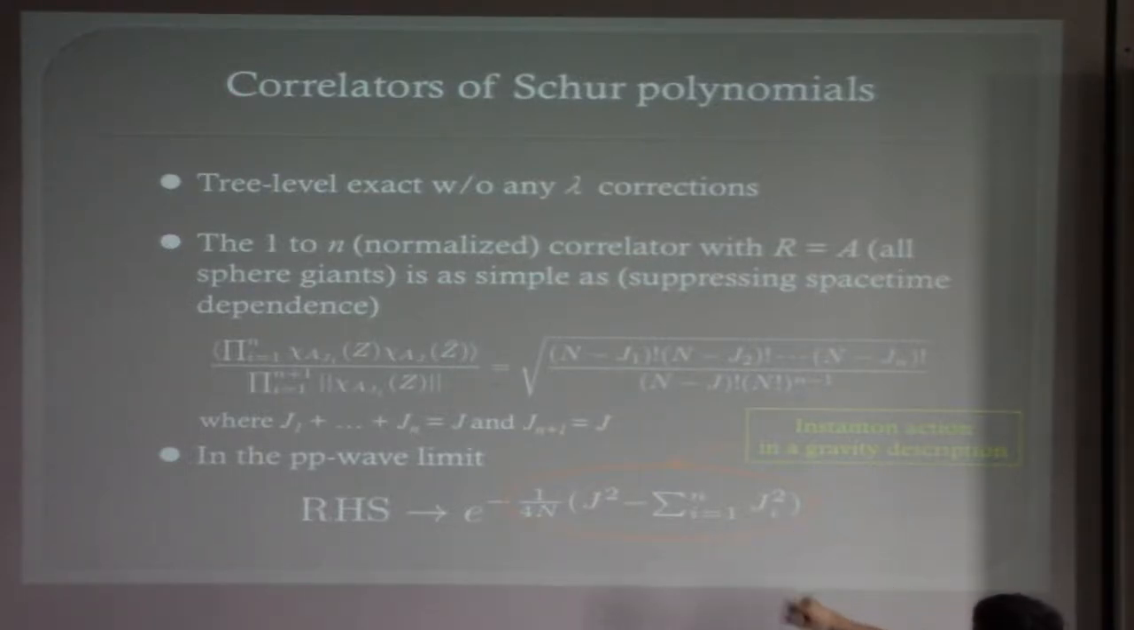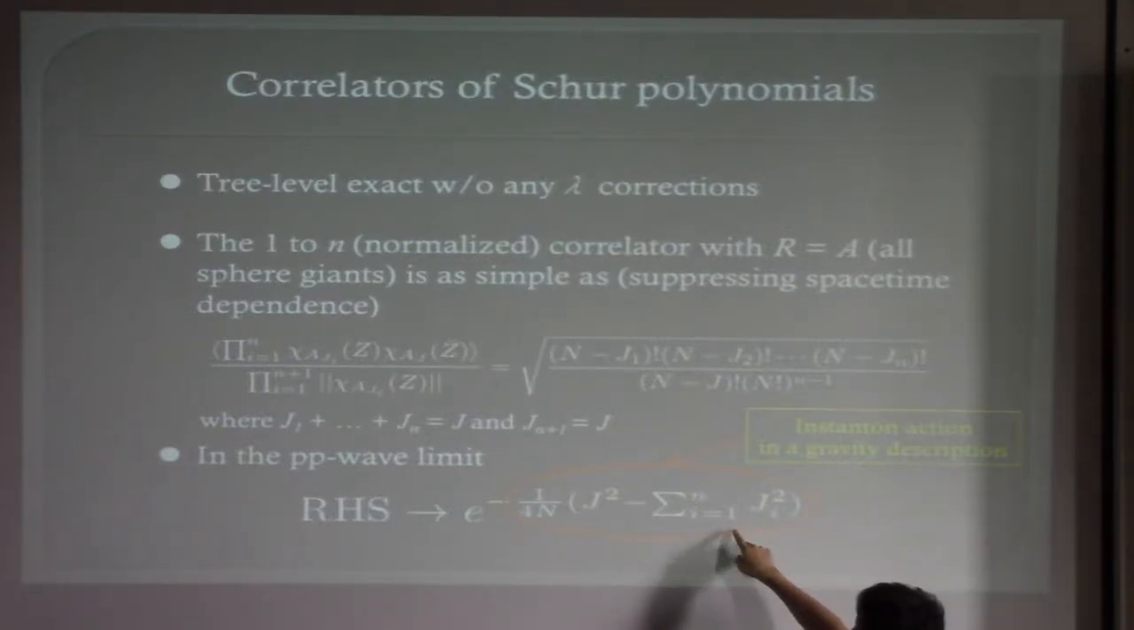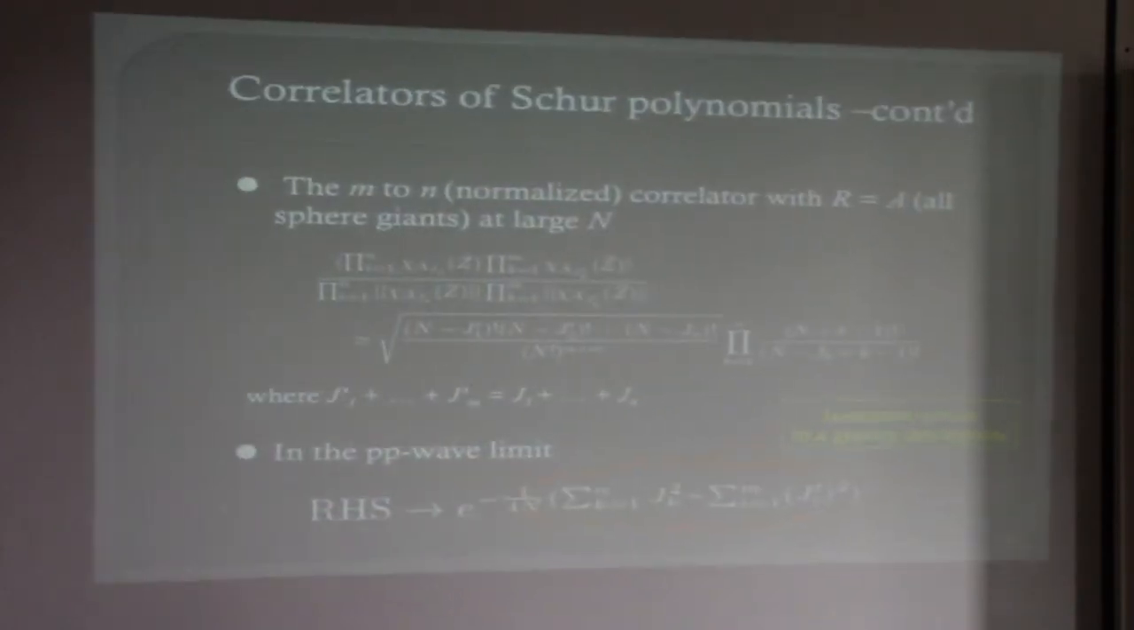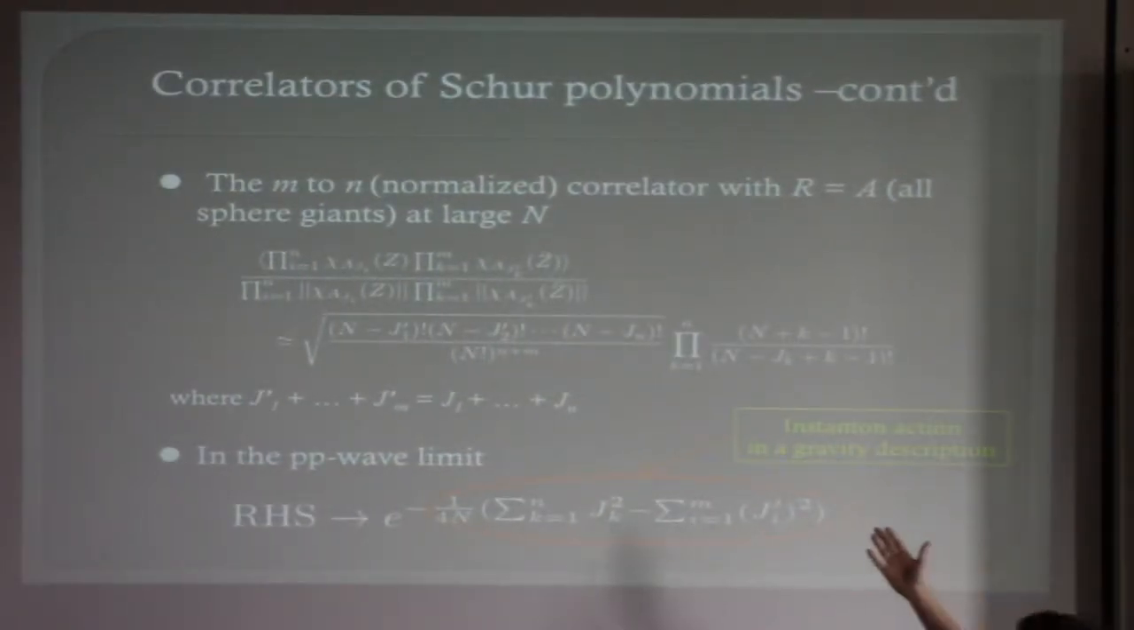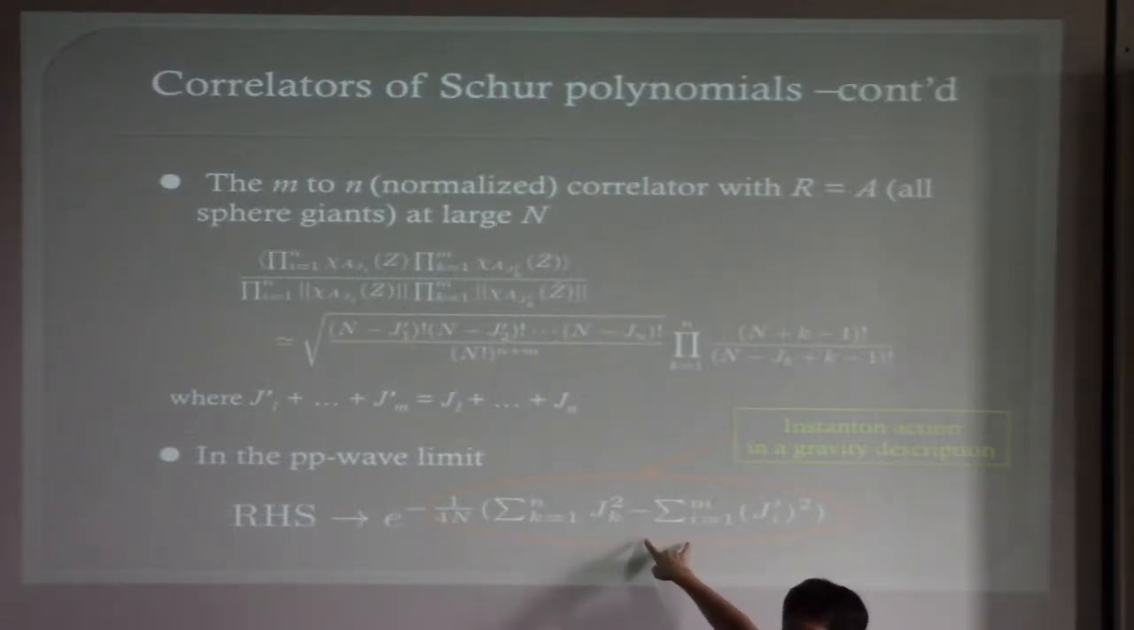And when you take the large limit, this expression becomes exponential. I want to reproduce this as an instanton action from some dual gravity description. And that description is Shaheen's matrix model. For general M to N correlators, the answer is known again, and if you take the large limit, you have again a very simple form.